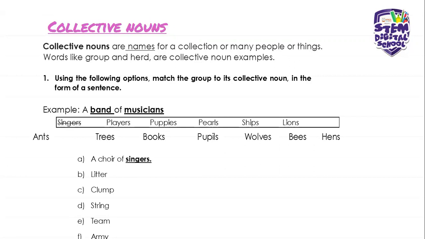Klamalani, do you want to try the string? Klamalani, unmute your mic, baby. Genevieve, it's correct. It's a clump of trees. Yes. Klamalani, do you want to answer number D, a string of? Ships.